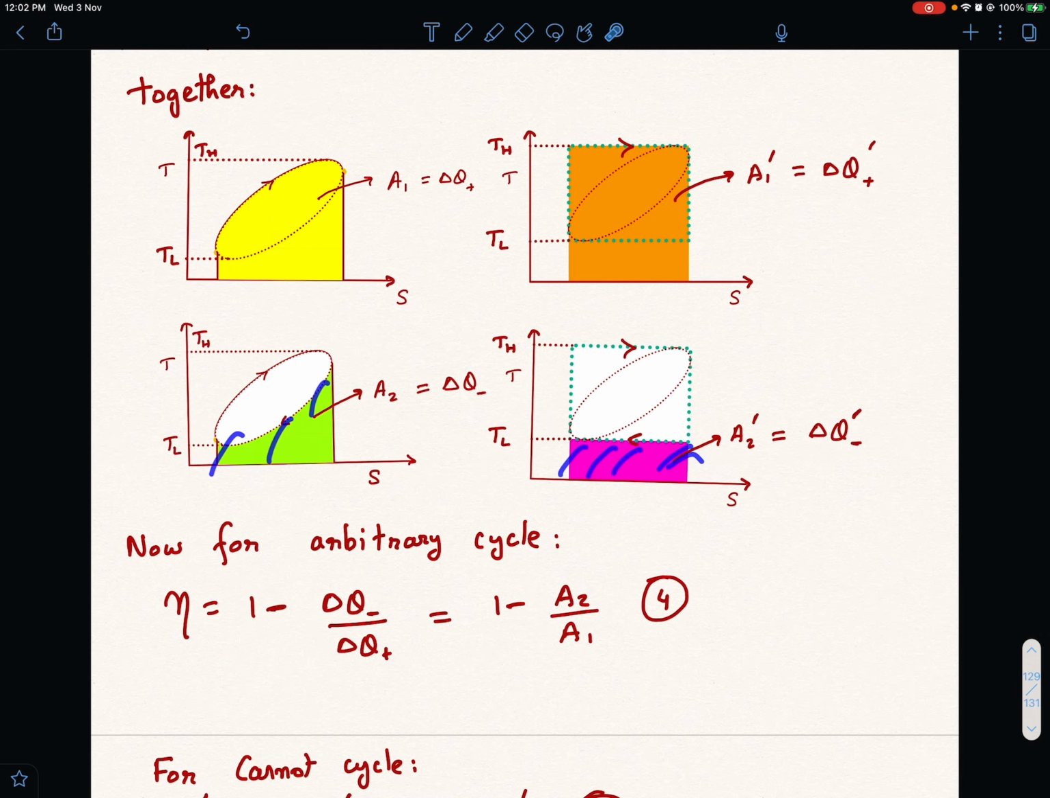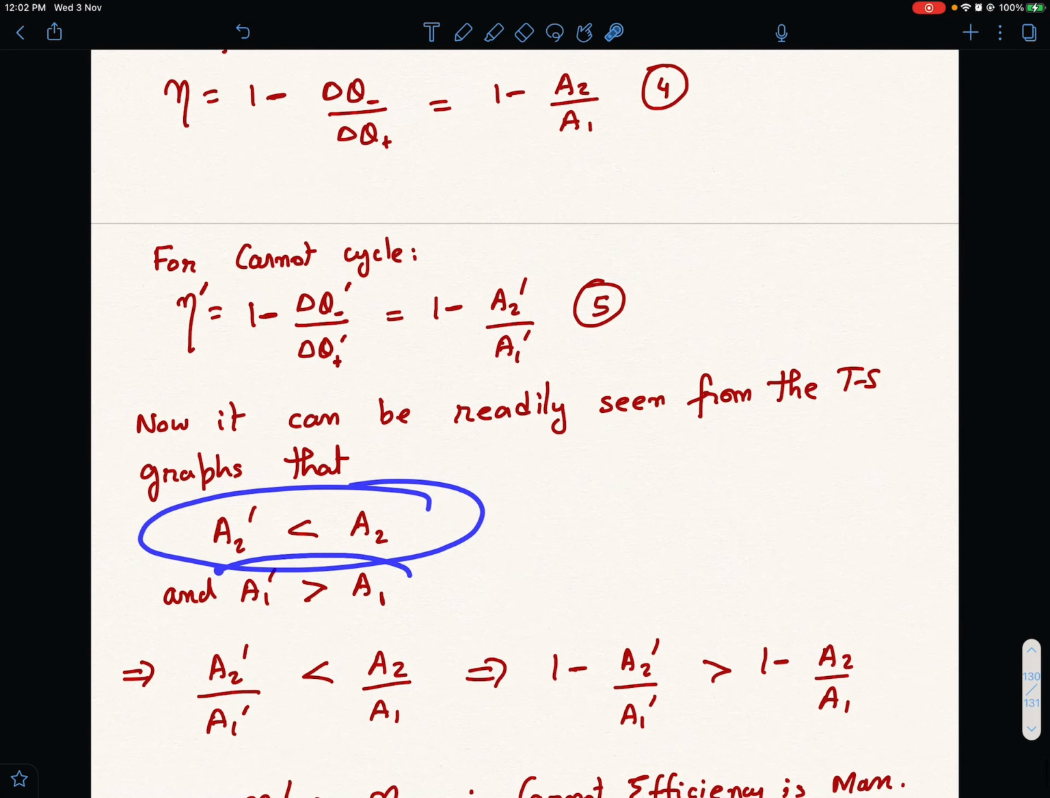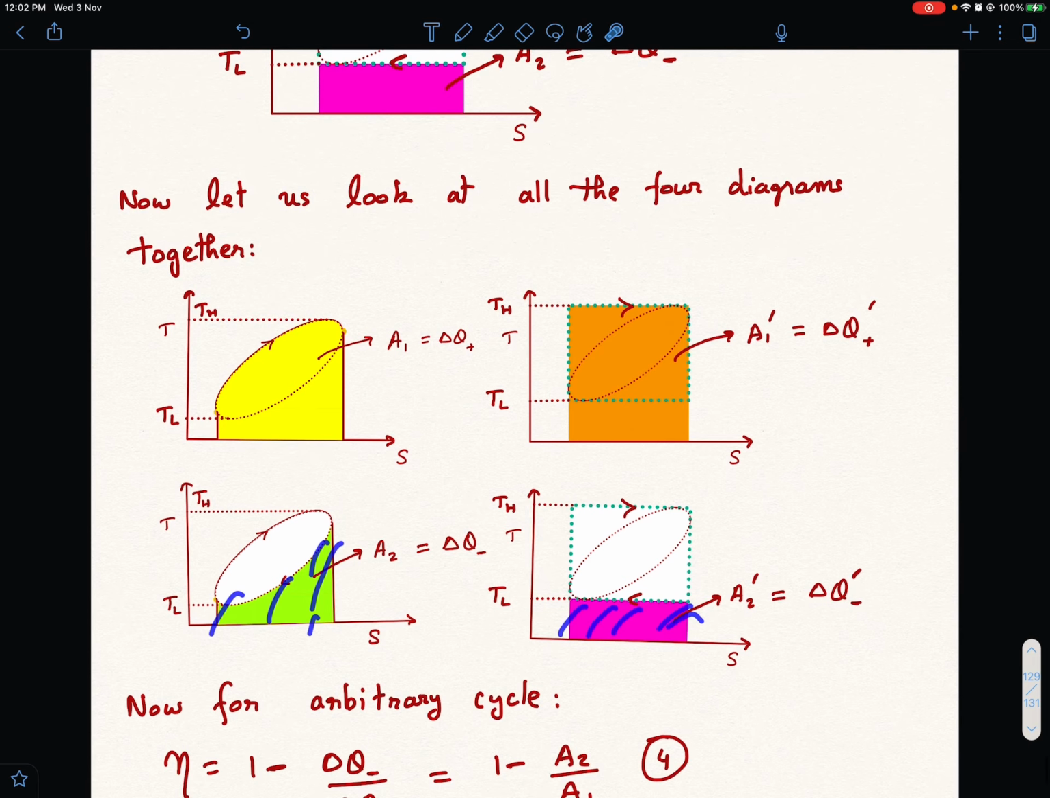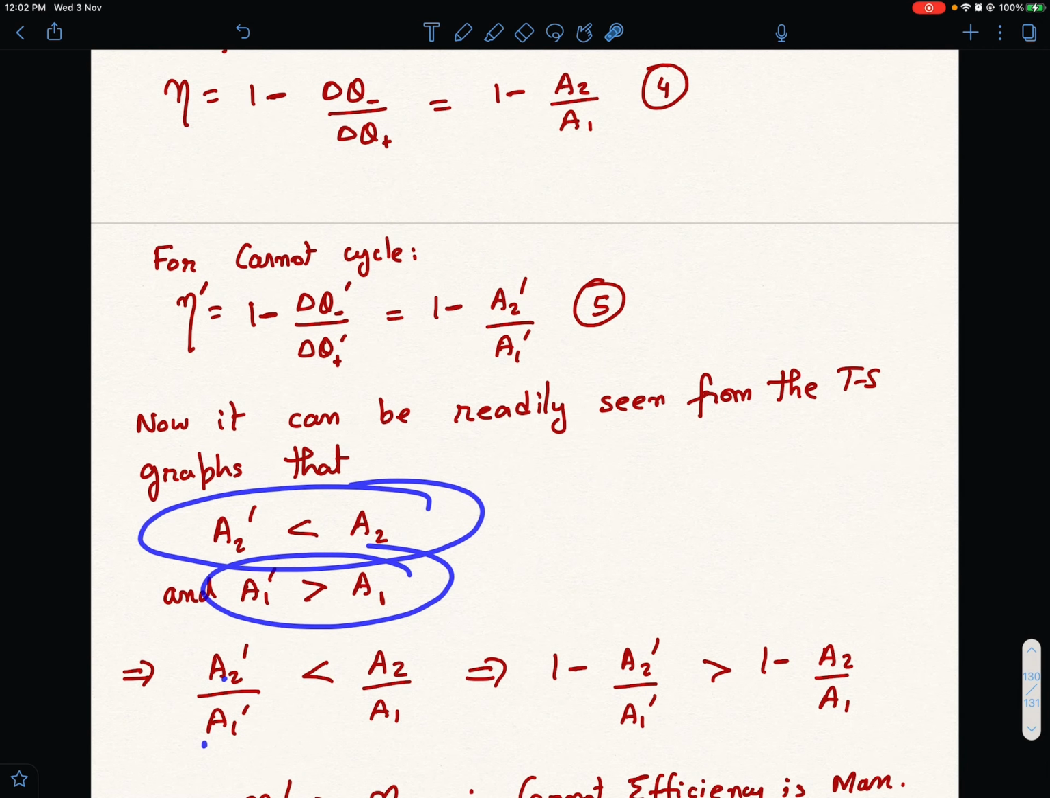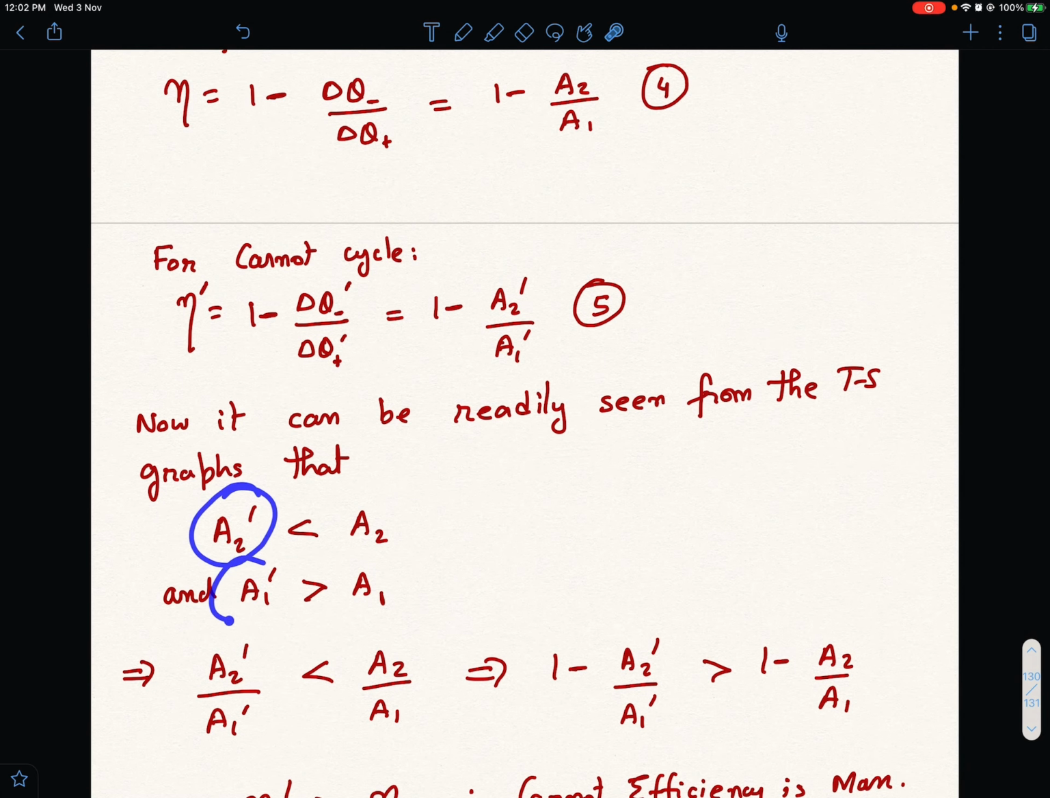Now it can be readily seen that A2 prime is less than A2. So where is A2 prime? This A2 prime is less than A2, okay? And A1 prime is greater than A1. So this is your A1 prime and this is greater than A1, okay? Accordingly, I can say that A2 prime upon A1 prime, this is lesser and this is greater, and so their ratio becomes even smaller, right? So A2 prime upon A1 prime is less than A2 by A1, okay?